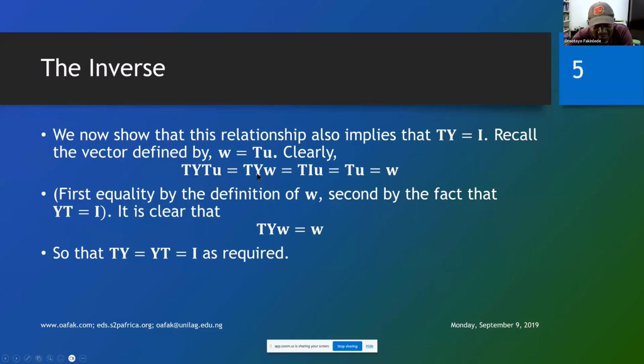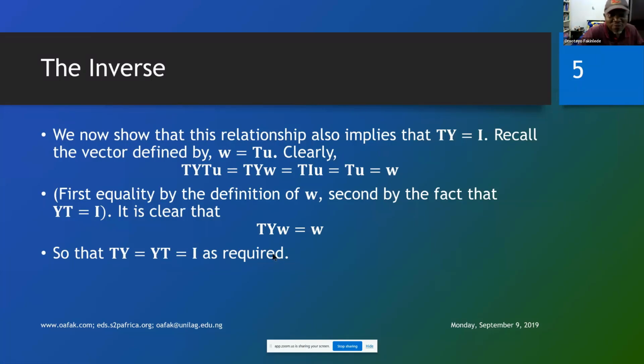What that means is that if you look at this expression here and the last expression, that is when TY operates on W, it gives you W, which means that TY also is an identity. YT is an identity, TY is also an identity. So if both of them are the identity tensor, that means that both of them are the same. So the first equality is from the definition of W, the second by the fact that YT is equal to I. It's clear that TYW is equal to W, so that TY is equal to YT is equal to the identity as required.